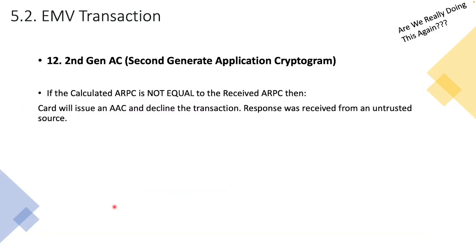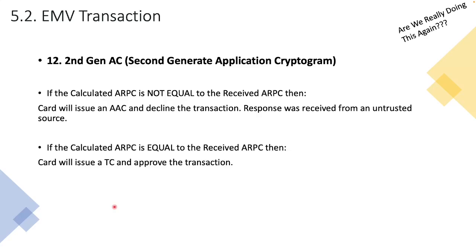Okay, so if the calculated ARPC is not equal to the received ARPC, then the card will issue a decline, an AAC, right? It will decline the transaction, because the response was received from an untrusted source. If the calculated ARPC is equal to the received ARPC, then we've proven that whoever created the ARPC had access to the keys, which meant it had to be the genuine issuer, and therefore the card, in this example where we said that the ARC was an approval, will issue a TC and approve the transaction.